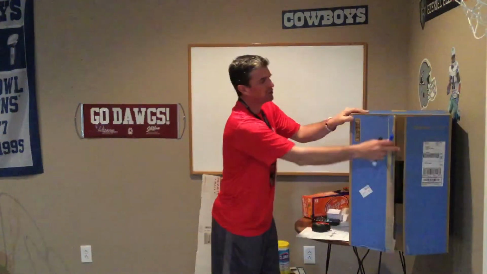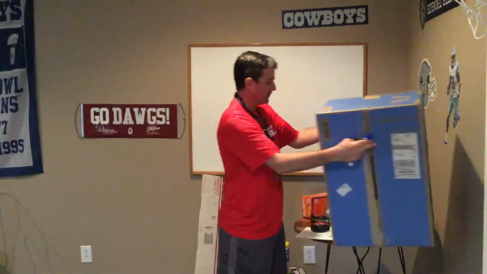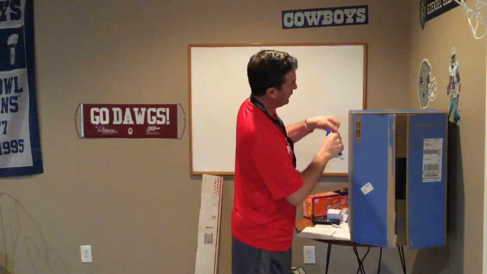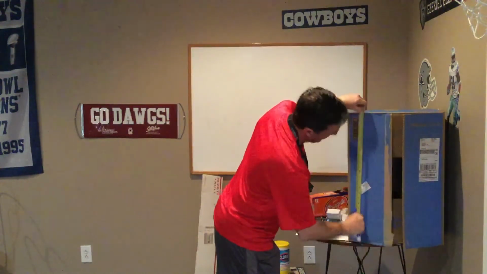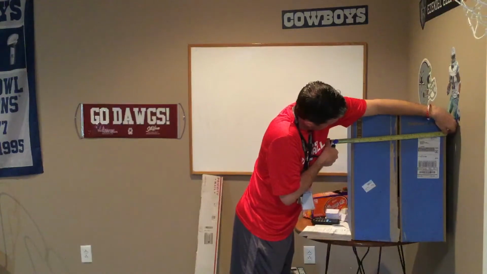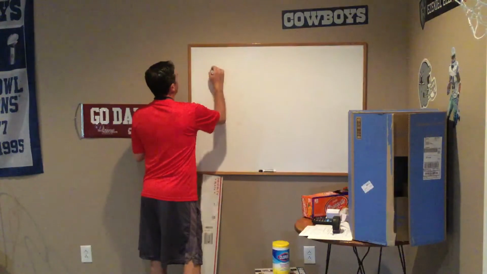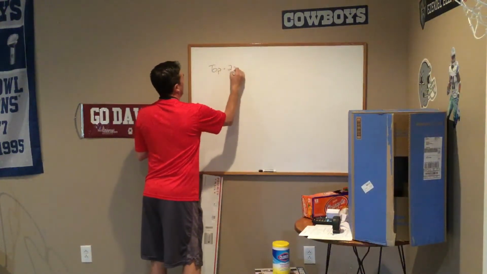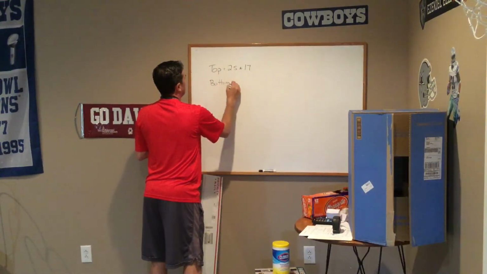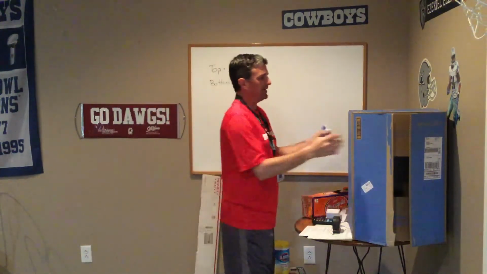Okay, so let's just look at this. Let's just say this is the top, and the top will always match the bottom. Okay, so if we looked at that measurement, we would measure, and we would just say 25 by, in this case, 17. So here's how you would work that. You would go top, 25 times 17. Bottom, 25 times 17.